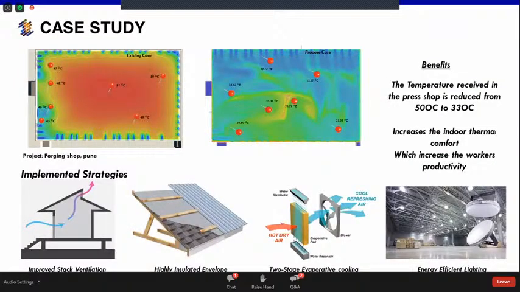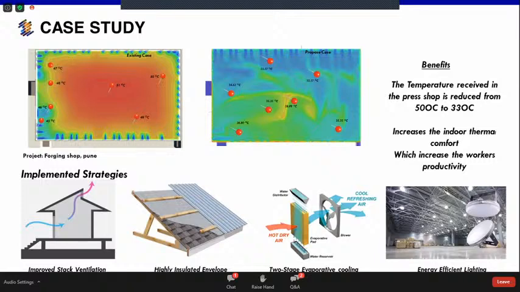So this is the case study. This is a forging shop. To give you the perspective, this is how the forging shop was initially designed. Forging shops are places where they melt iron or metals to produce different materials. Since the heat generation inside the building was huge, the normal air temperature was measured at around 51 degrees Celsius at the center of the plant.